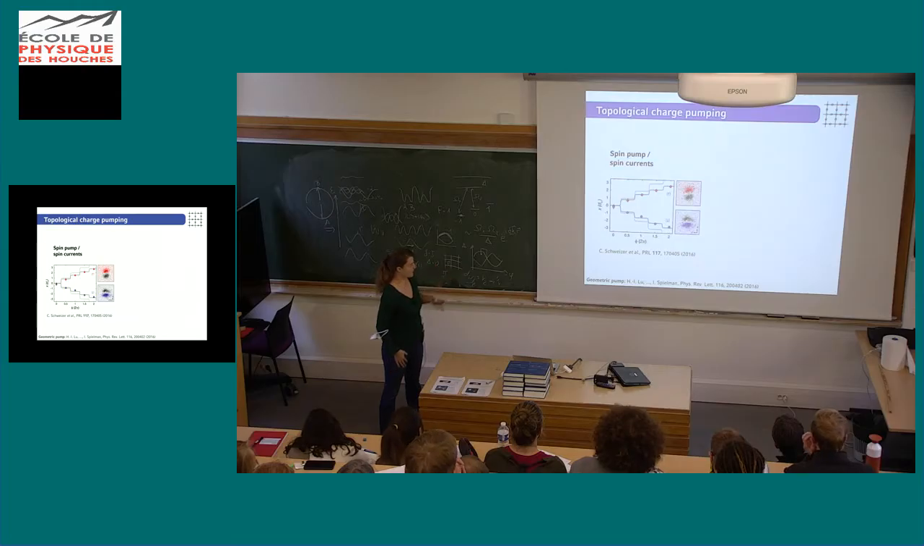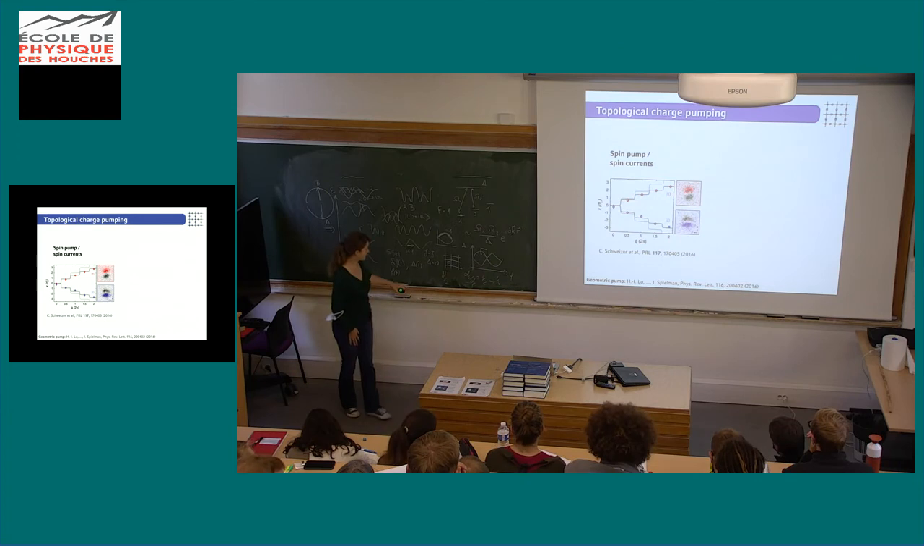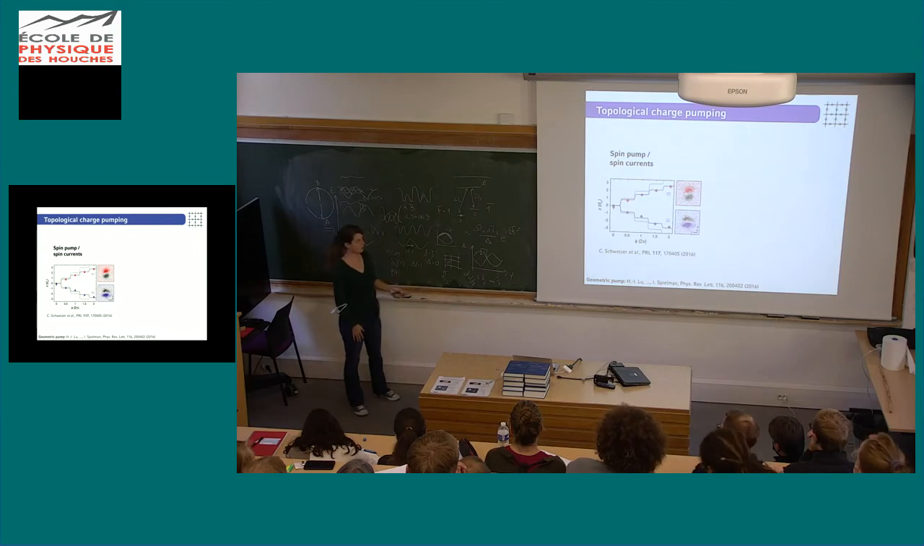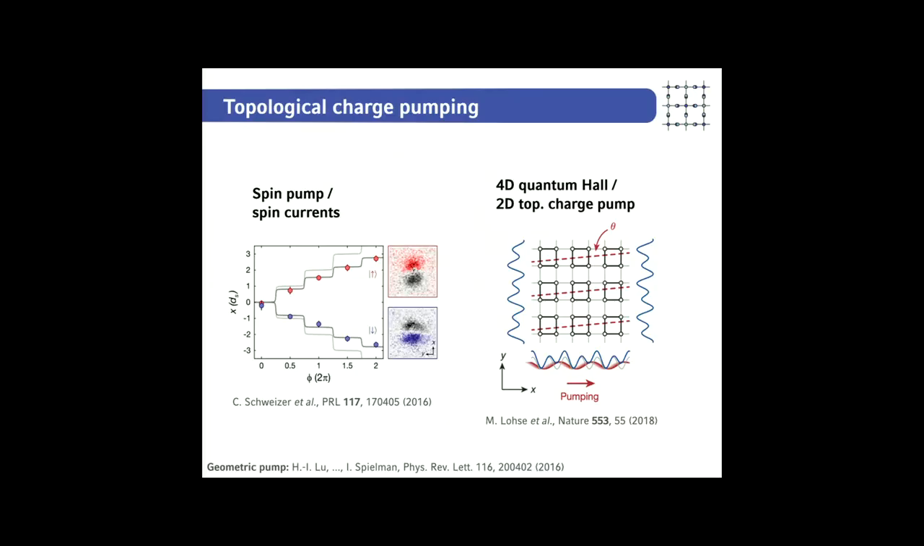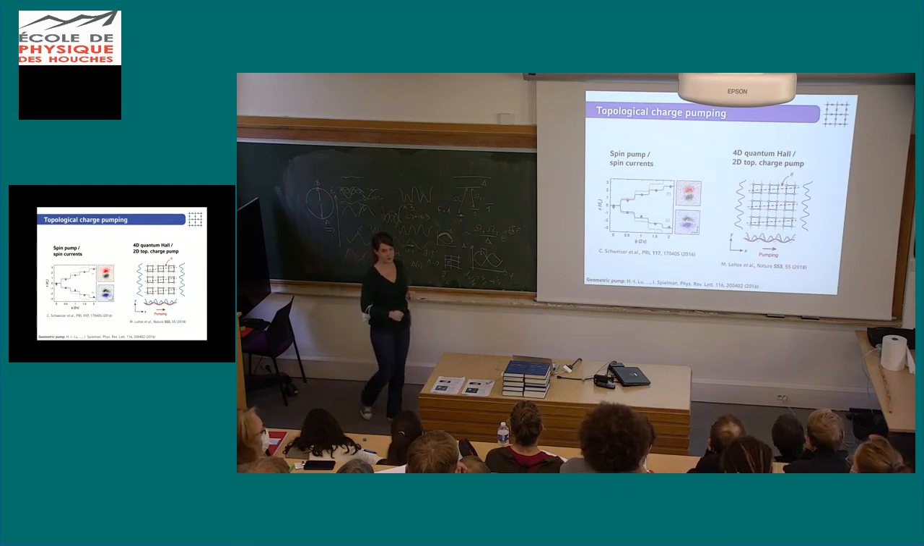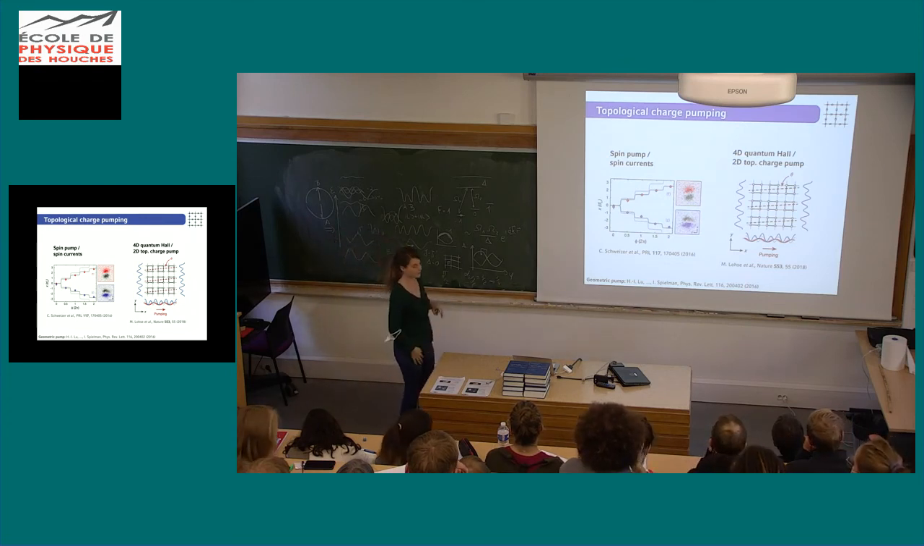And you can also generalize that to spins. So you can induce spin currents, which go in opposite directions. But moreover, since you can visualize this 1D pump as a reduced or dynamical version of a 2D quantum Hall effect, you can also go to higher dimensions. You can apply the same concept and study 4D quantum Hall systems in a 2D topological pump.